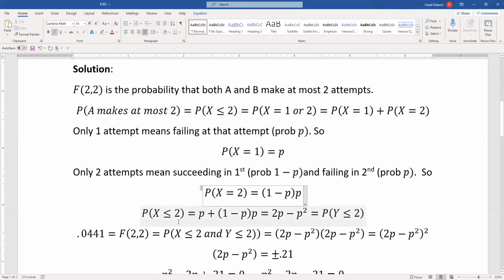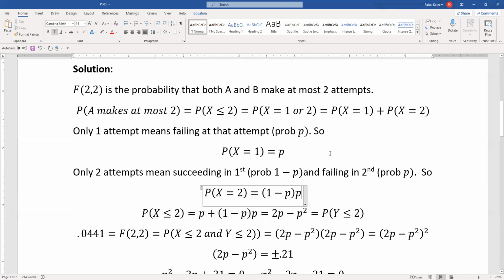So then when you add the 2, X less than or equal to 2 would be probability X equals 1 plus probability X equals 2. Probability X equals 1 is P, and probability X equals 2 is 1 minus P times P. So this simplifies into 2P minus P squared, and it would be exactly the same for the other skateboarder. So that's equal to probability Y is less than or equal to 2. Y was for the skateboarder B.